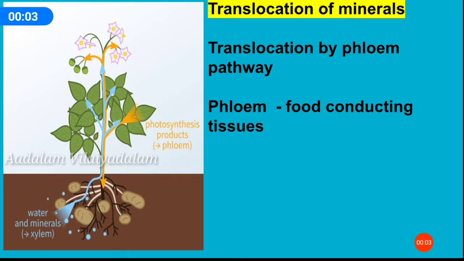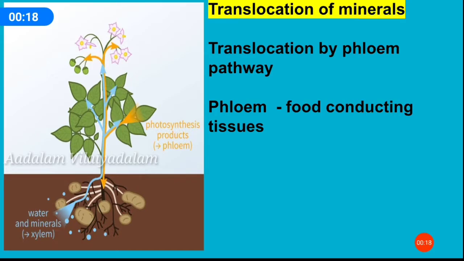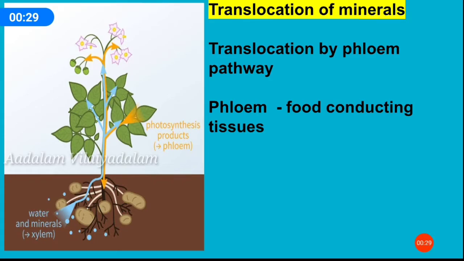Next, translocation of minerals. Translocation is the process in which nutrients and other molecules are delivered throughout the plant. Translocation occurs within a series of cells known as the phloem pathway or phloem transport system, with the phloem being the principal food conducting tissue. This phloem is the food conducting tissue in vascular plants.